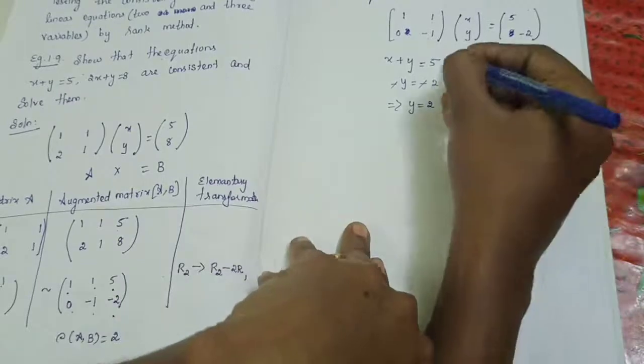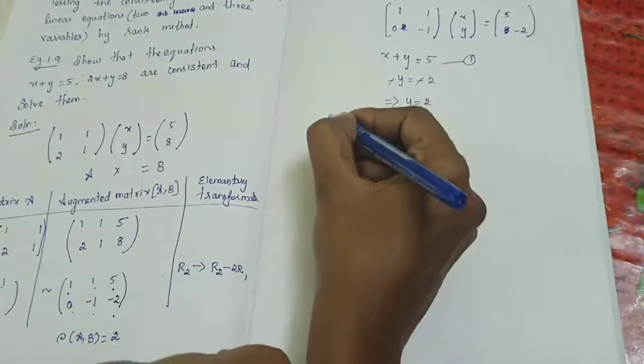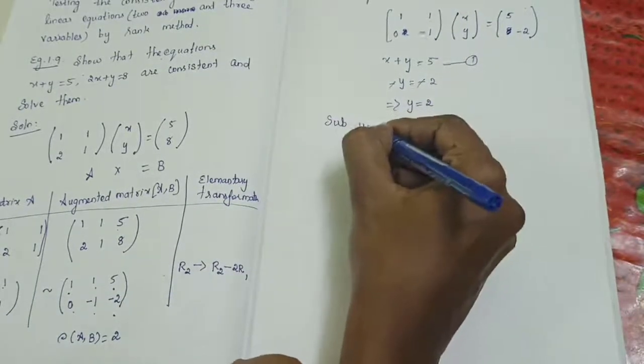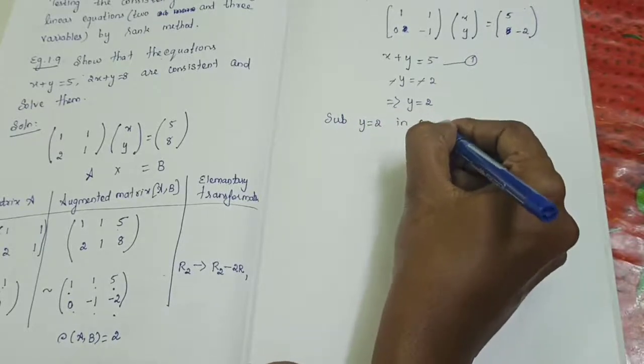Understand? Let us take this equation as equation number 1. Now what will you do? Substitute y is equal to 2 in equation 1.